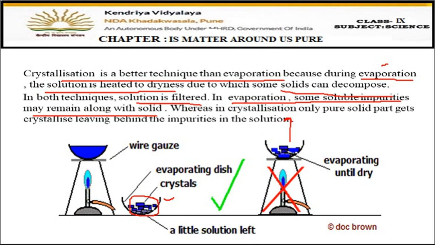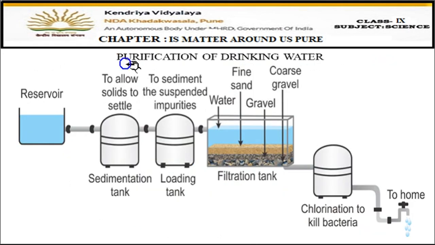Okay, now next is purification of drinking water. This is the last topic of the lesson, so after this the lesson is over. So how is drinking water purified? Here is the reservoir, which is the main source from where the water is coming. Water is allowed to come through the reservoir, and firstly the water comes into the sedimentation tank, right? In the sedimentation tank, the water is allowed to settle down, meaning water is allowed to stand without disturbing it.